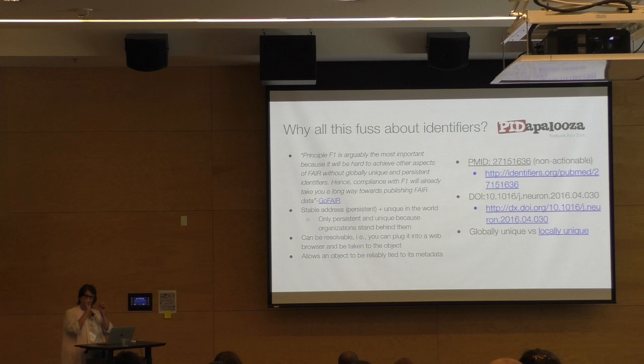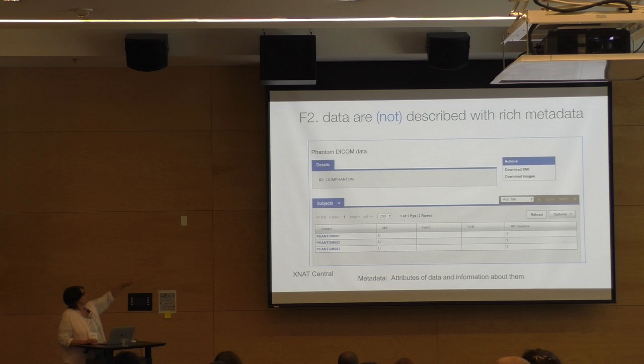So that brings us to number two, which is data should be described with rich metadata. Now, rich is an undefined term. Okay, many people say, what does this constitute? But there's a lot of work that's gone on that says these are basic attributes about a data set, just like we have basic attributes about a research paper.